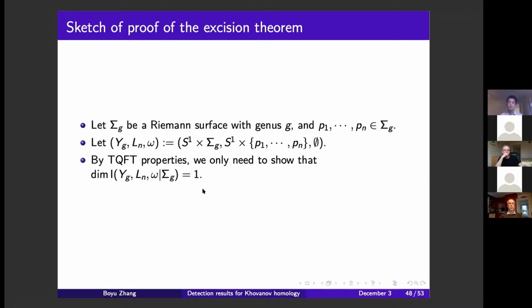Actually, this follows from the same argument as the original proof of Floer's excision theorem, and also for the excision theorem of Kronheimer and Mrowka. The excision property can always be reduced to a computation of a particular instanton Floer homology group, showing that it has rank 1.